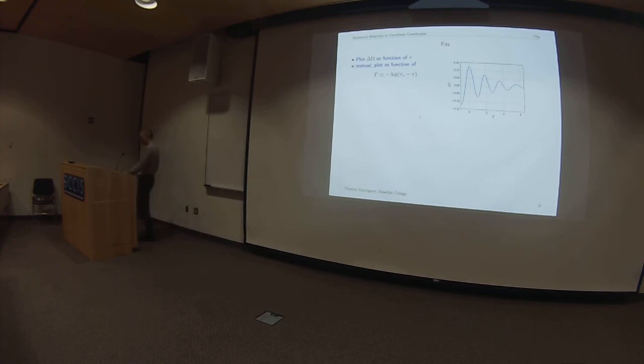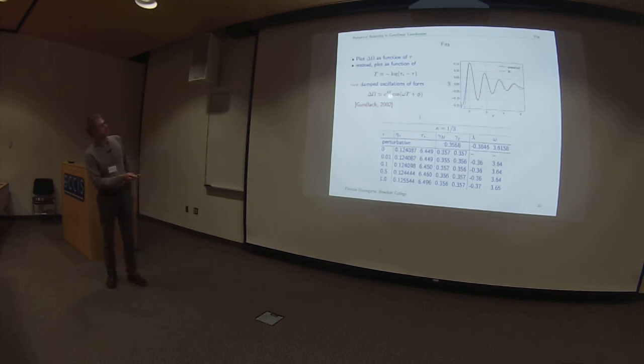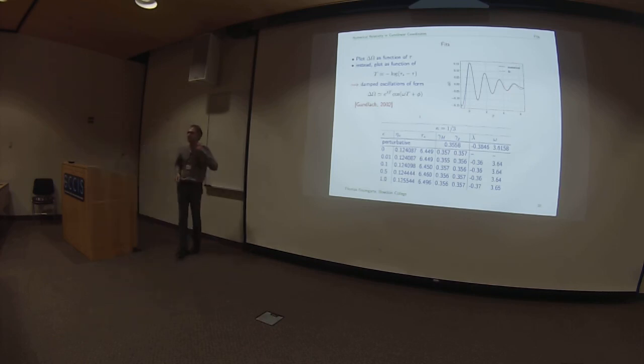In fact, it can fit it to an exponentially damped cosine. There it is. You see beautiful agreement. You can read off both the decay time and the oscillation period, and in fact, Carson Lundlach predicted from linear perturbations that that's exactly what these solutions should do. He even has predictions for lambda and omega. Here they are, and here are our numerical results for various different sizes of the initial deviation. So this is a beautiful confirmation of these results.